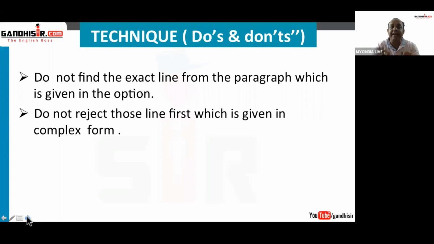Do not find the exact line from the paragraph which is given in the option. It means अगर options के अंदर आपको एक लाइन दी हुई है और सेम लाइन आपको पैराग्राफ में दी हुई है, do not find, because that is not the answer, that is just confusing, right? Do not reject those lines first which are given in complex form. आपको अगर कोई लाइन कॉम्प्लेक्स फॉर्म में दी हुई है, मींस रीजनिंग बेस्ड दी हुई है, उसको पढ़ें ध्यान से, उसका मीनिंग समझें ध्यान से, उसको रिजेक्ट नहीं करना है, because it gives you explanation of the main idea, right?